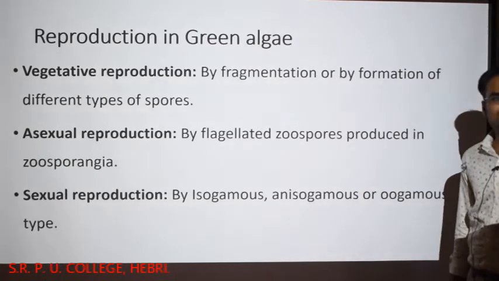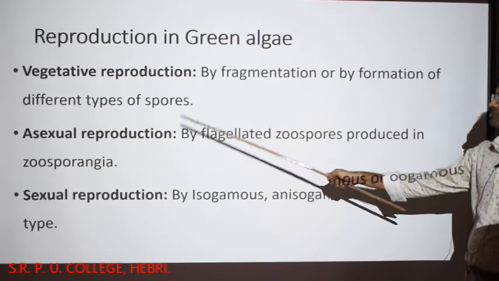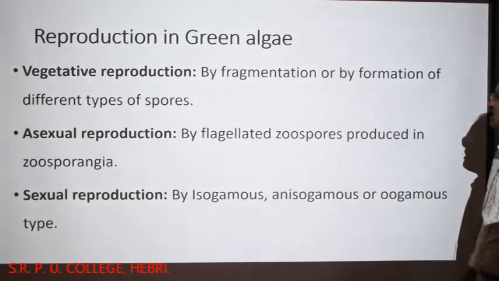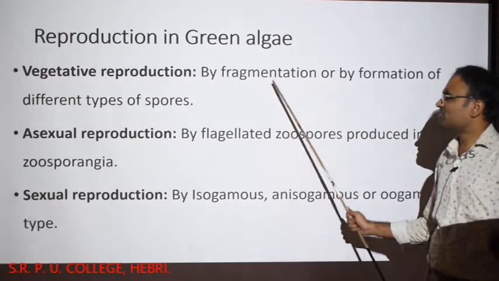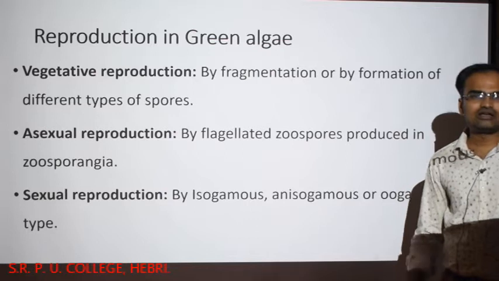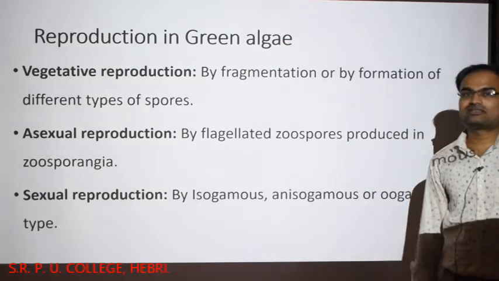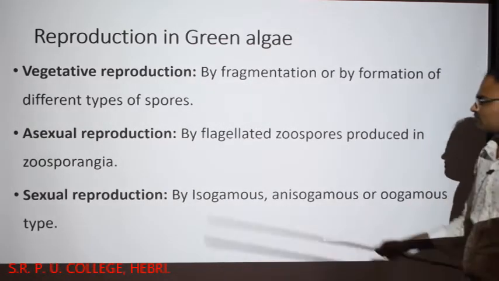Reproduction in green algae, how do they reproduce? Vegetative, asexual, sexual. Vegetative reproduction is by fragmentation or by formation of different types of spores. Fragmentation occurs only in organisms which are filamentous in structure. They can show the fragmentation type of reproduction.